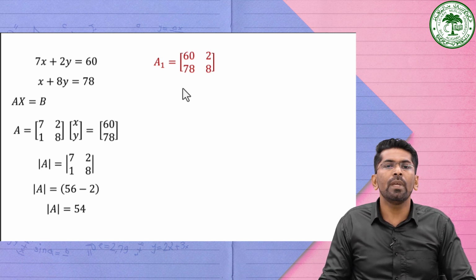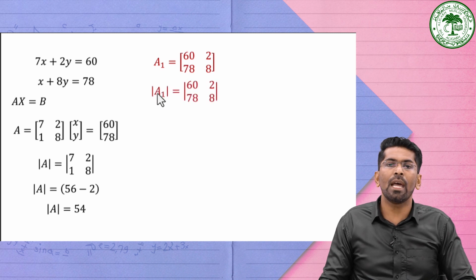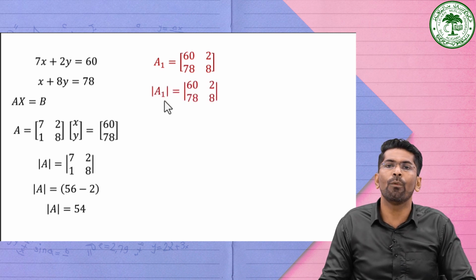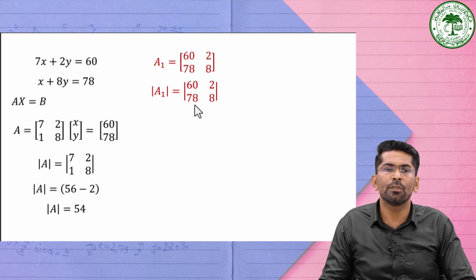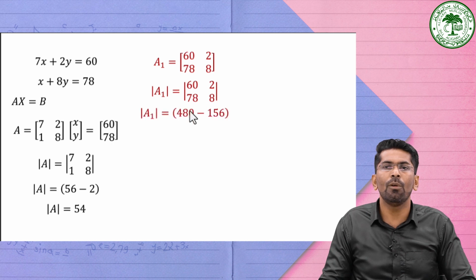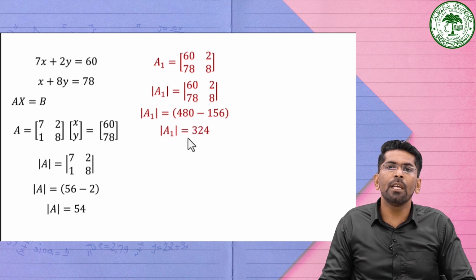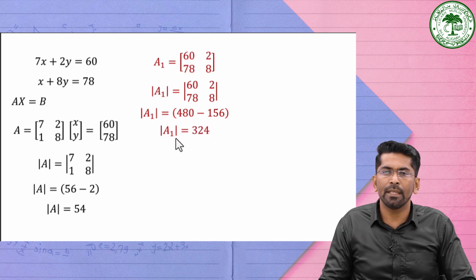Now we are going to find the determinant of the special matrix A1. It is 60 into 8 minus 2 into 78. 60 into 8 is 480, minus 2 into 78, which is 156. Solving it, we get 324. So the determinant value of the special matrix A1 is 324.